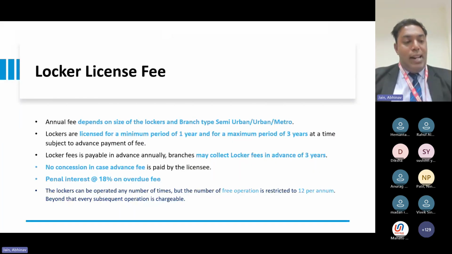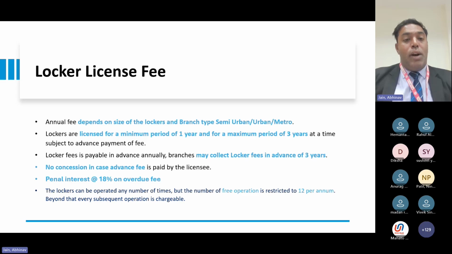Now, let us discuss some more important aspects about locker license fees. Annual fees depend on the size of the locker and branch type like semi-urban, urban, metro. License for the locker is given for a minimum period of 1 year and a maximum period of 3 years, subject to advance payment of fees. Locker fee we have to collect in advance annually, and up to a maximum of 3 years advance can be collected. Even if somebody is paying 3 years advance fee, no concession is given.